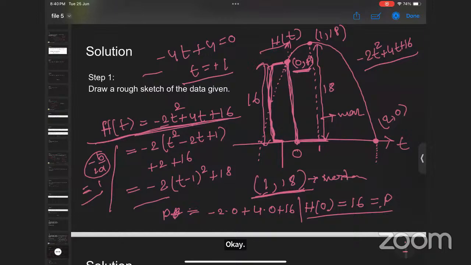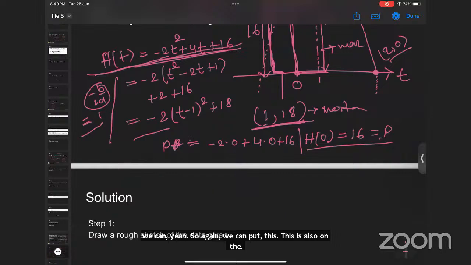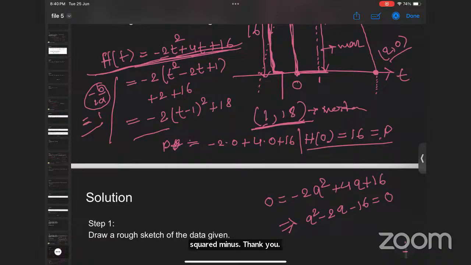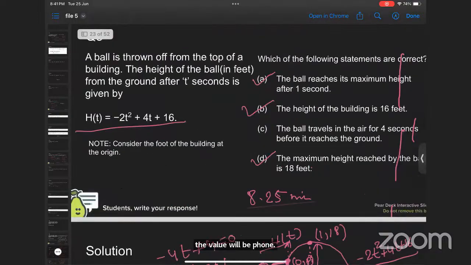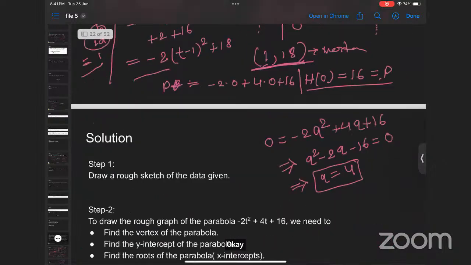Yes. So again, we can put this. This is also on the parabola, so we can put this on this curve. So it will be 0 equals minus 2q square plus 4q plus 16. Just solve this. Solving this, we can simplify it like q square minus 2q minus 16 equals 0. And solving this, you can find the value. One of the values will be 4. So option C is also correct. Do you have any doubt? No, none. So let's move on to the next question.